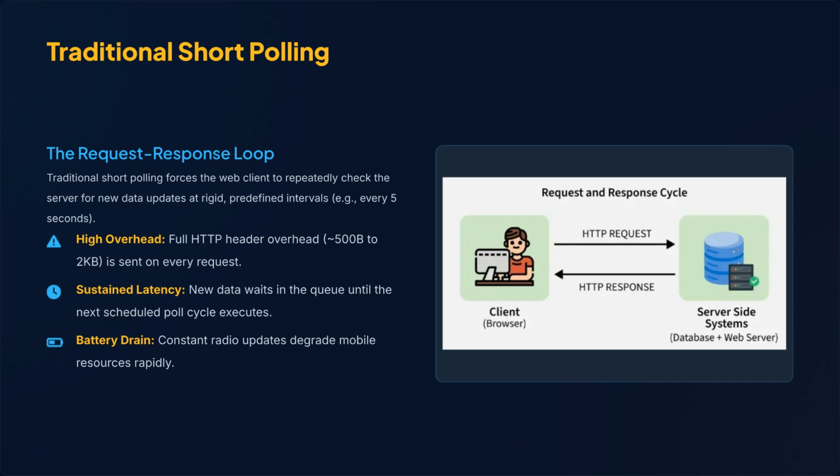Let's start with short polling. This is basically the client repeatedly asking the server, any new updates? Any new updates now? What about now? Usually this happens every few seconds. For example, every 5 seconds the browser sends another request. The problem is, most of the time, there's actually no new data. So the server keeps receiving unnecessary requests. And each request contains full HTTP headers, cookies, authentication info, and more. That means more bandwidth usage, higher latency, and even battery drain on mobile devices. It works, but it's definitely not efficient.